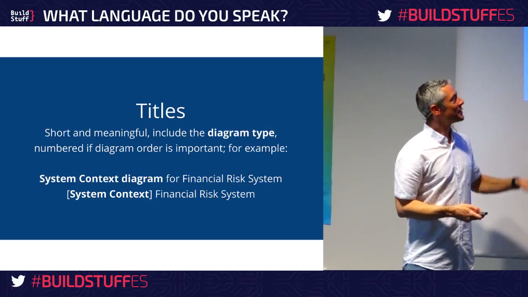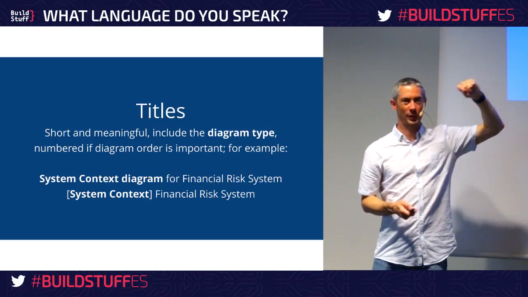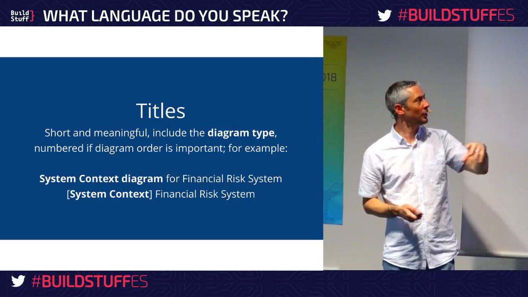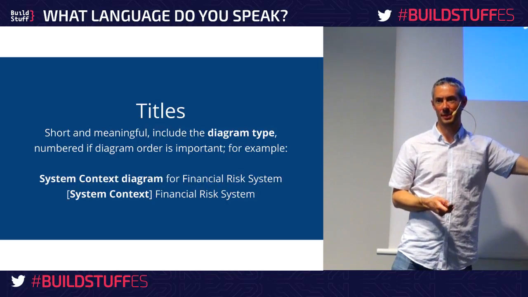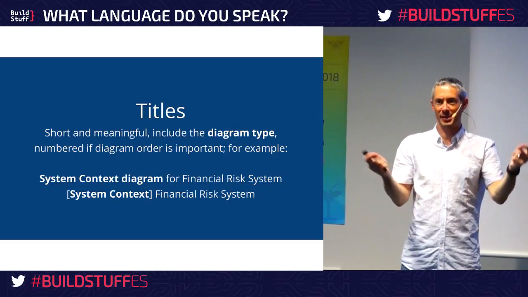No, you don't. So when I'm titling my diagrams, what I'll try to do is say what the diagram type is. So this is a system context diagram for, and then the scope, internet banking system, financial risk system. So I want to be very specific and explicit about my diagram titles, because then readers know what to expect.